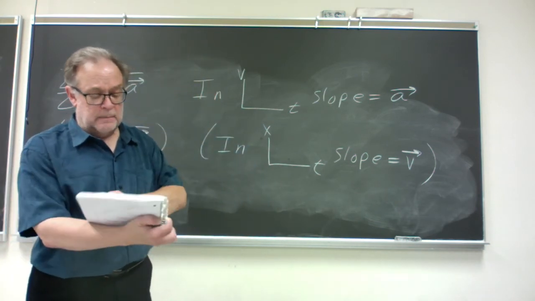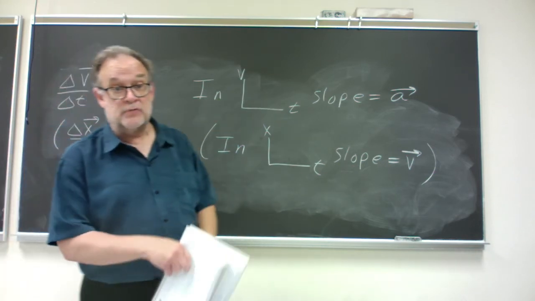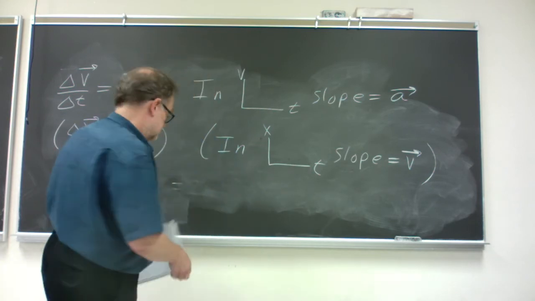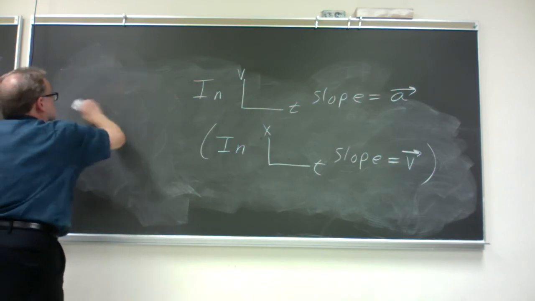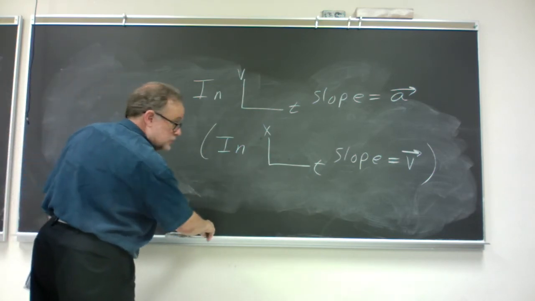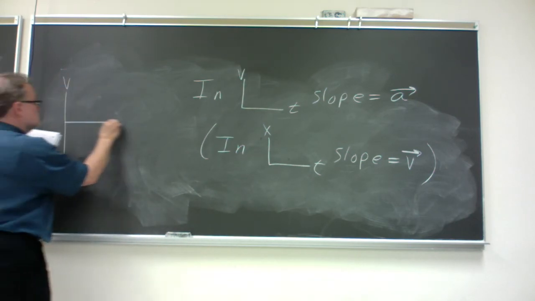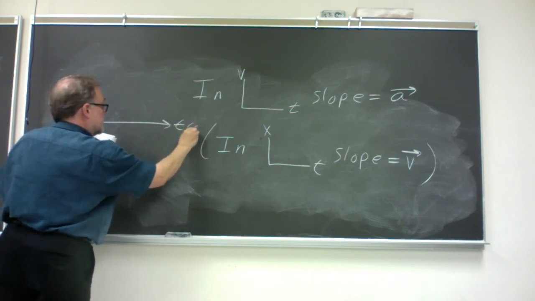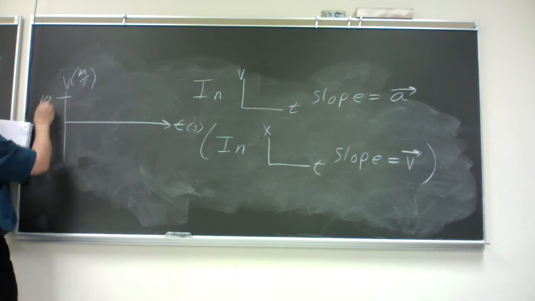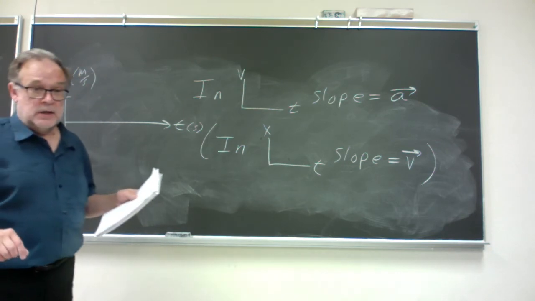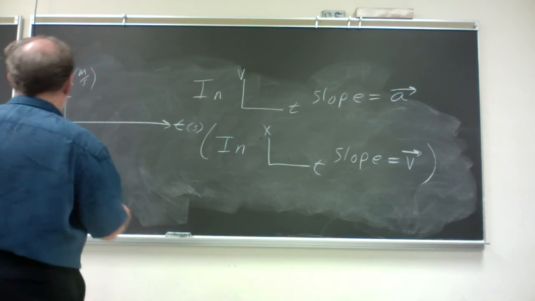So let's look at just one example of this idea. In a velocity versus time graph, slope is acceleration. And here's our velocity versus time graph, measuring time in seconds and velocity in meters per second. Let's say we initially have a speed of 10 meters per second, but after 1 second it has slowed down to a stop.